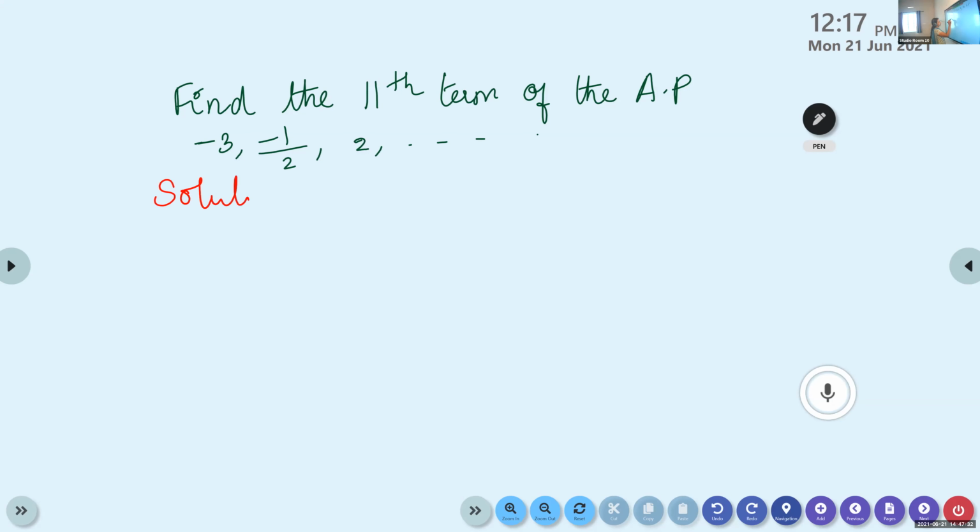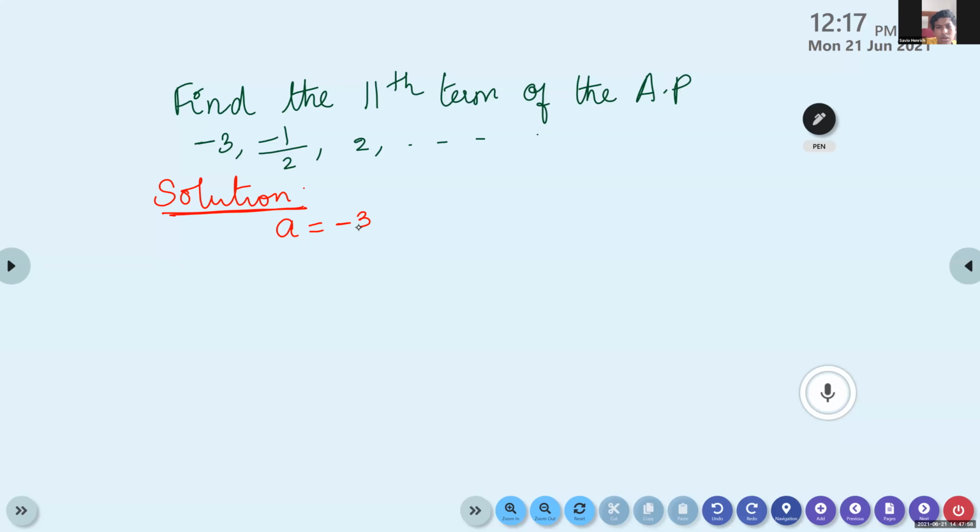How will you do this, children? How will you write the solution? So what are the things you will write here? Yes, tell me, Savio, what you will write here? If this is a problem. A. Very good. What is A here? -3.